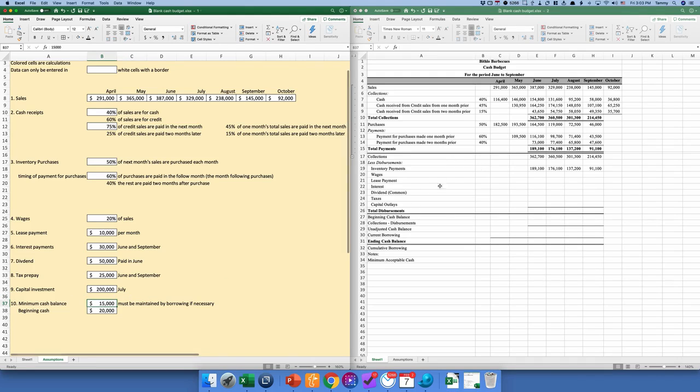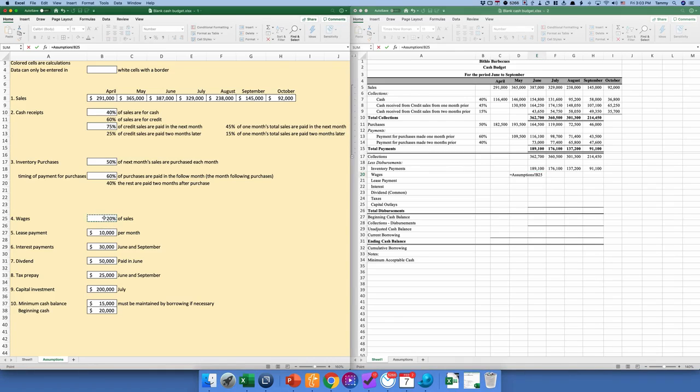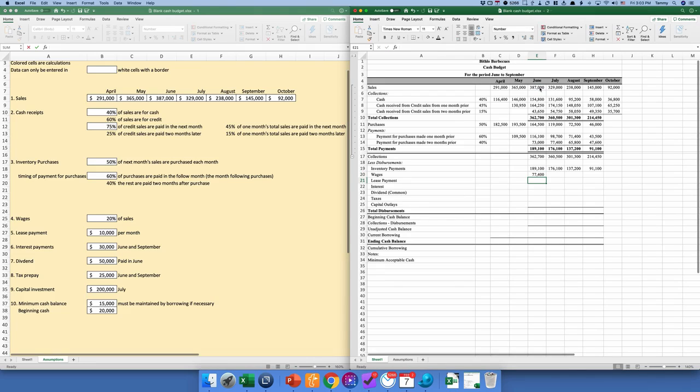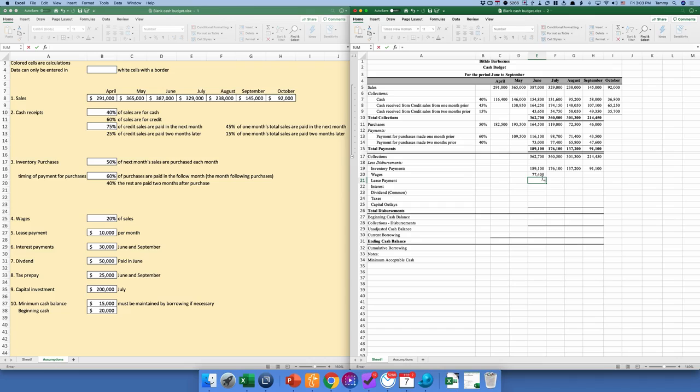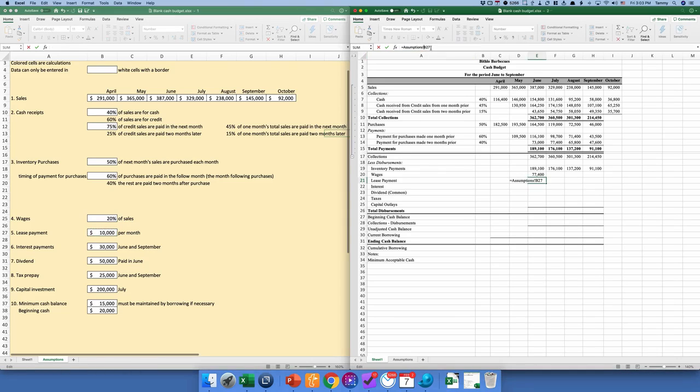We'll worry about the cash stuff in a minute. Let's just fill out the rest of our disbursements for June through September. Our wages are going to be 20% of sales, and we are going to make that an absolute cell reference, so I don't wind up with crazy numbers. Here's our sales. And our lease payment is just that $10,000, which we will also make an absolute cell reference. Those two we can just carry across.